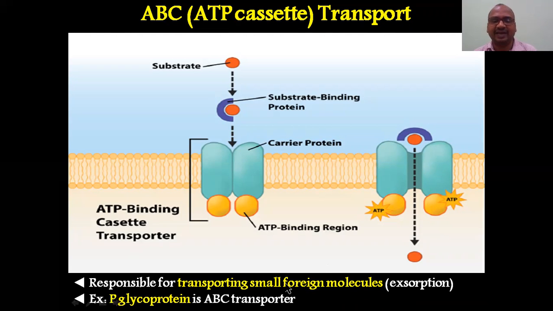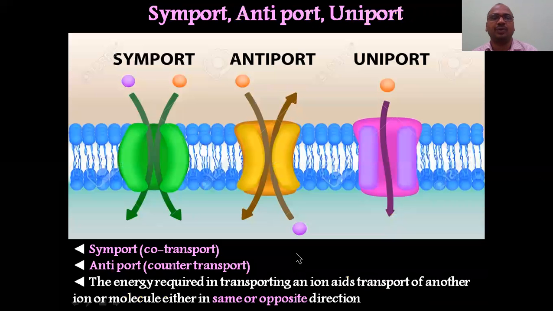It is mainly for transporting small foreign molecules. Foreign molecules do not mean from London, or Britain, or America. Anything from outside the body is called a foreign particle. This is called absorption. Very, very important point. An example is P glycoprotein, which is an ABC transporter. This is one example of substrate binding, P glycoprotein.